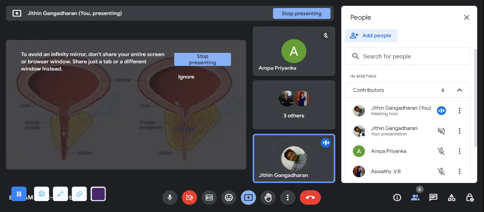Clear. Now, see this one. What is this? This is a normal prostate. This is a normal prostate size. This is an enlarged prostate, which is known as BPH, benign prostate hyperplasia. Now, we shall look into the disease condition a little further. The BPH.